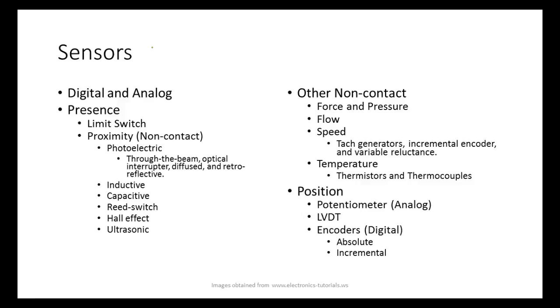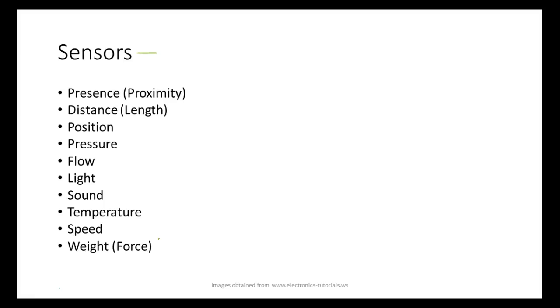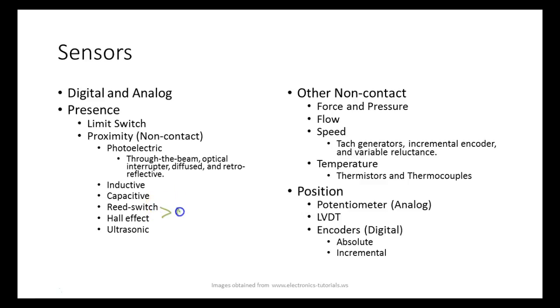Then we have what we call magnetic sensors. These are magnetic reed switches. I have to find my Hall effects. And then we have ultrasonic sensors, which are basically one of our distance sensors. Other non-contact sensors, pulse. I don't know if that would be categorized as a non-contact sensor or not. I don't know how you would sense force without making contact. Speed. These might not be non-contact sensors either. I might need to take that out.